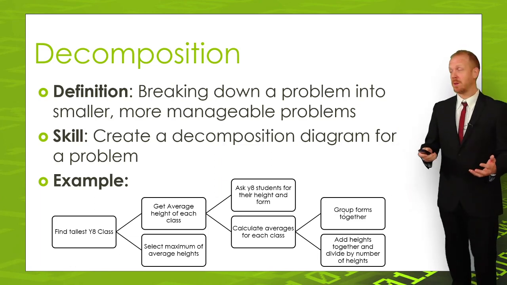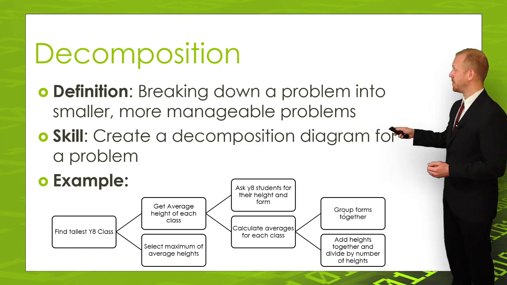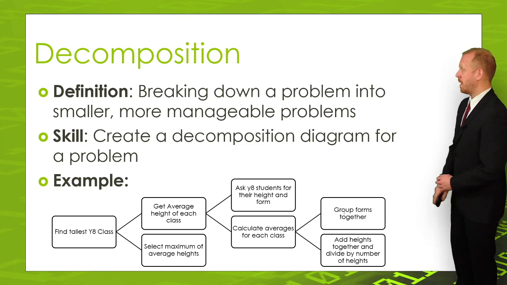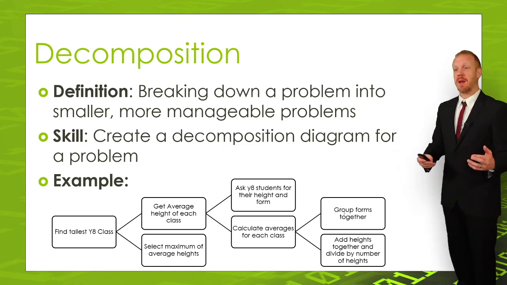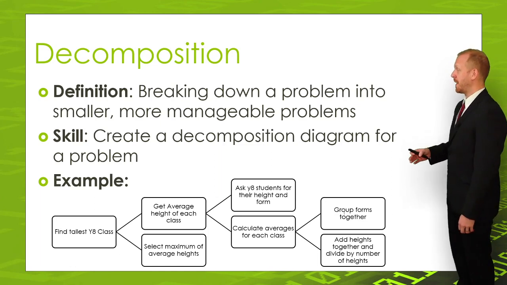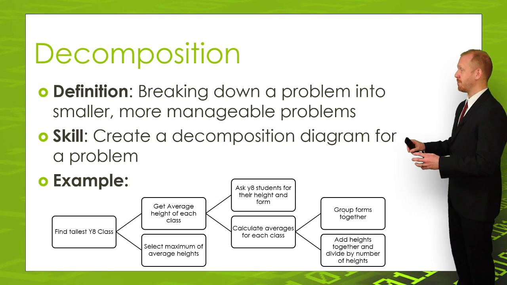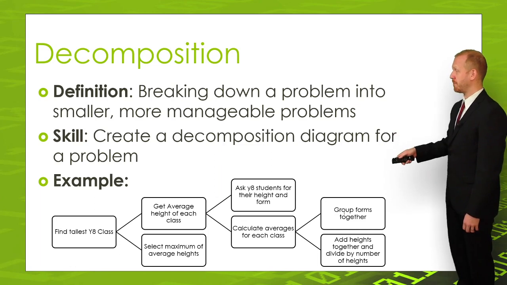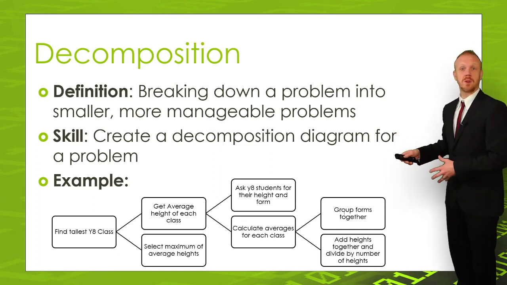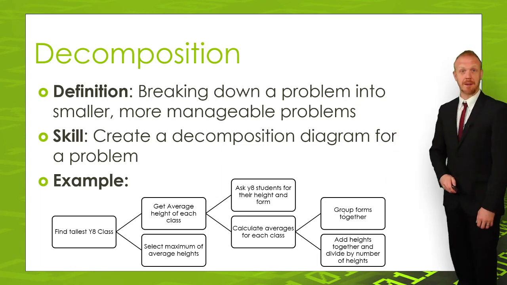And our skill was to create a decomposition diagram for a problem. Example, like that one there, where we had to find the tallest year 8 class, and we realised we had to split that into getting the average height of each class and then selecting the maximum. Getting the average height needed further splitting into asking the year 8 students for their height and form, and then calculating the averages. The calculating the averages also could be split further, resulting in this diagram.